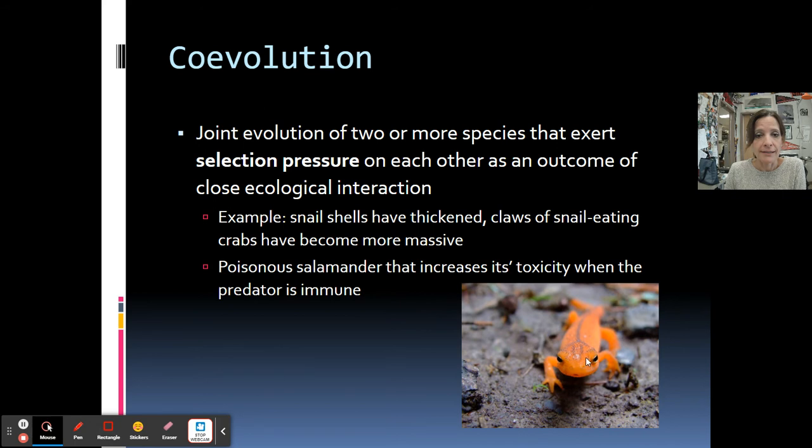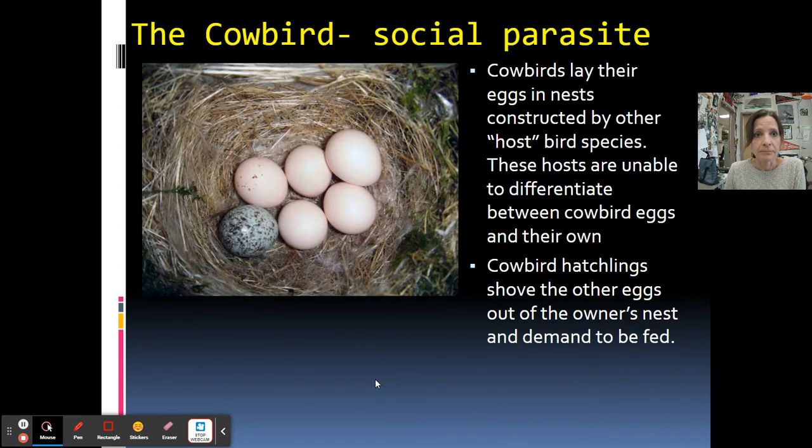Also, poisonous salamanders, right? The predators get immune to the salamander poisoning, and so then the salamanders become even more toxic, and then the predators become even more immune to it.